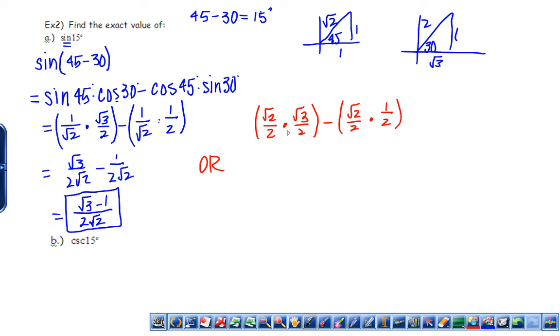When you simplify this, this gives you a root 6 over 4 minus a root 2 over 4, which gives you root 6 minus root 2 over 4. This is the rationalized answer. This is non-rationalized. Are either one of these more correct? No, it's exactly the same answer. But I'm showing you that I will take either answer depending on what you want to do.